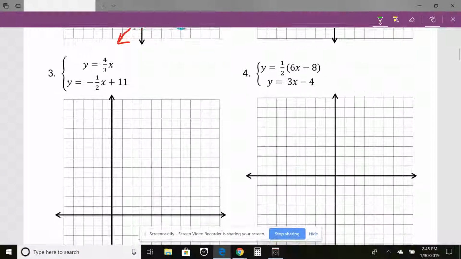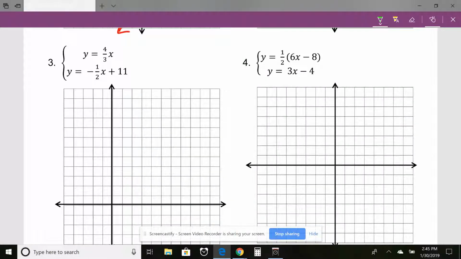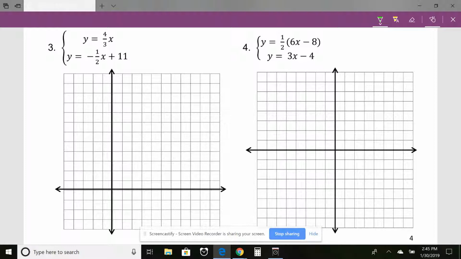Now, this one's not necessarily in slope-intercept form yet. We have parentheses. Remember, when we have parentheses, we have to distribute. So 1/2 times 6x is 3x. Half of 6 is 3. 1/2 of negative 8 is negative 4. Now it's in slope-intercept form. I start at negative 4. And I go up 3 over 1, since my slope is 3. So up 3 over 1, up 3 over 1, up 3 over 1.